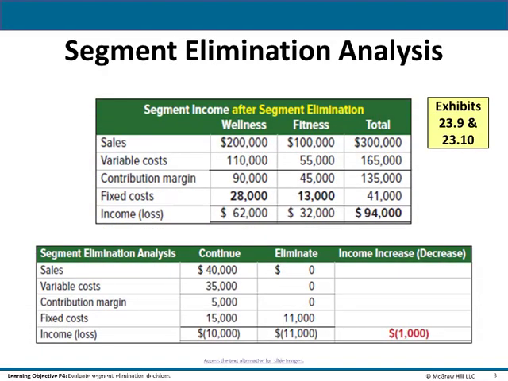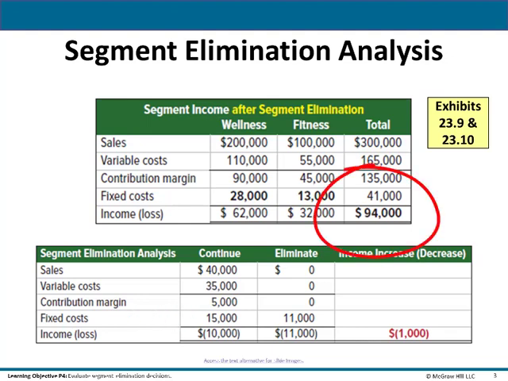Eliminating the treadmill division would eliminate its sales, variable costs, and contribution margin. We need to take a look at the fixed costs. If we knew that the $15,000 in fixed costs consists of $4,000 in avoidable costs and $11,000 in unavoidable costs, then we would be able to make a wise decision. The $11,000 in unavoidable costs would be reallocated to wellness and fitness. The revised results are shown above.